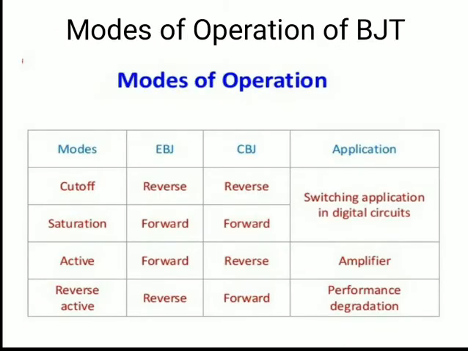According to this table, if the EB junction and CB junction are both in reverse bias, we can use this as an open switch. Open switch means it will not connect the two circuits. If two circuits are connected by a switch and that switch is open, current will not pass from one circuit to another.